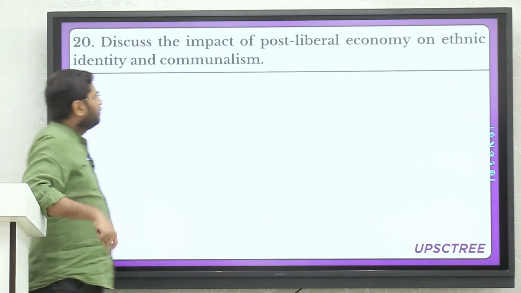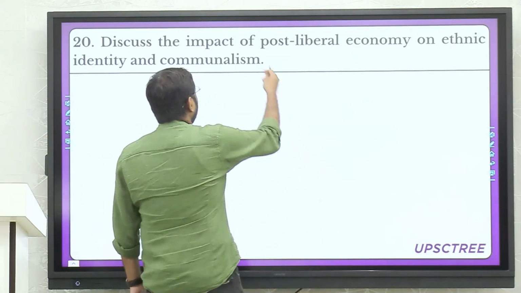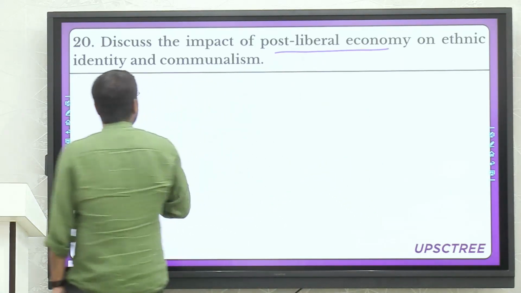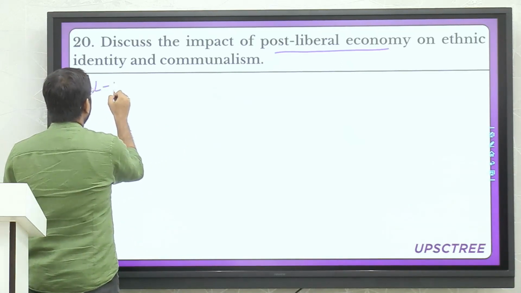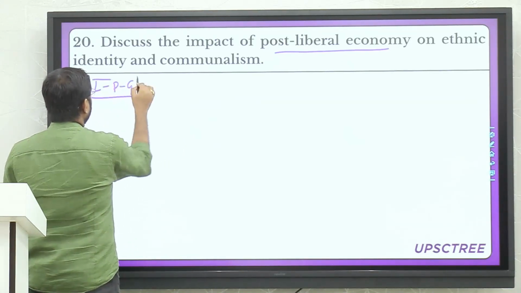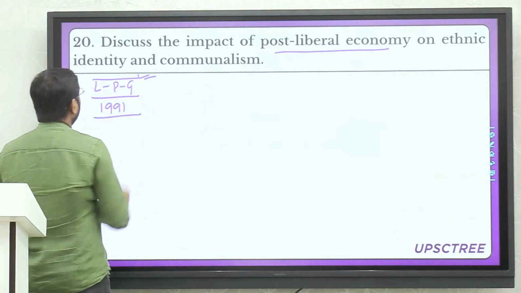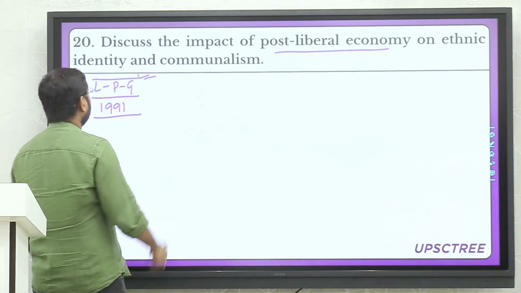Discuss the impact of the post-liberal economy on ethnic identity and communalism. It is a difficult question, looks like a typical sociology question. Post-liberal economy, again we are talking about post-LPG. Post-liberal economy means what happened after 1991, okay. Post-liberal economy on ethnic identity and communalism.